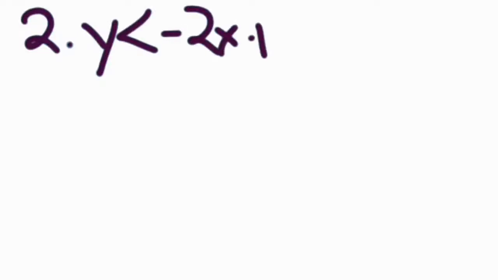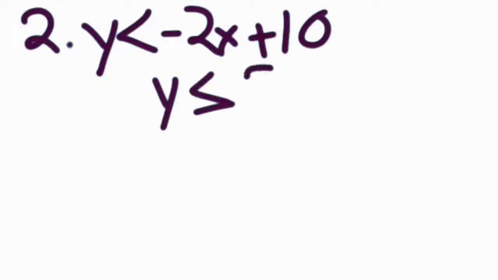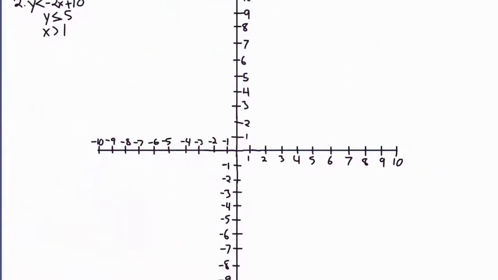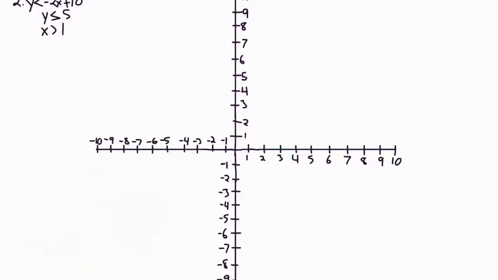Now going on to number 2. Number 2 is y is less than -2x plus 10, and then y is less than or equal to 5, and x is greater than 1. So once again, you have to put in the y-intercepts. For this one, the only y-intercept is just 10. So you put that in.